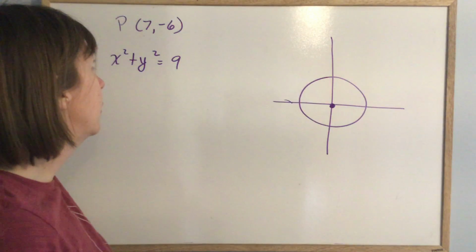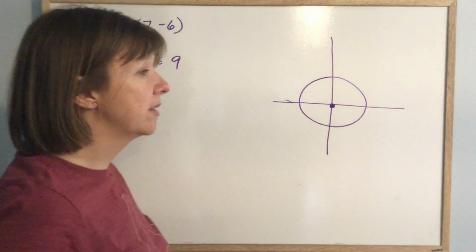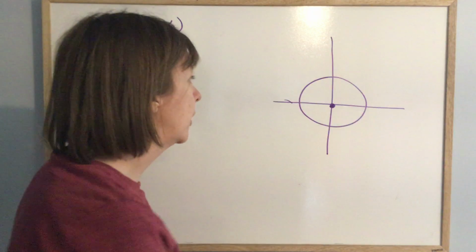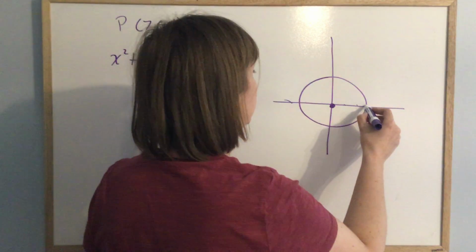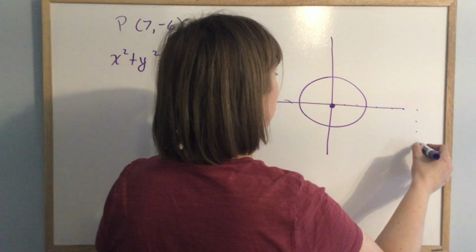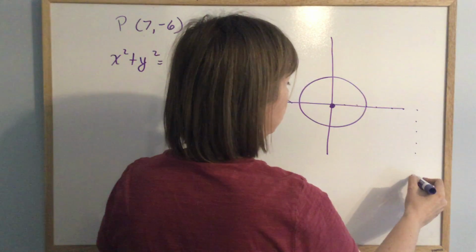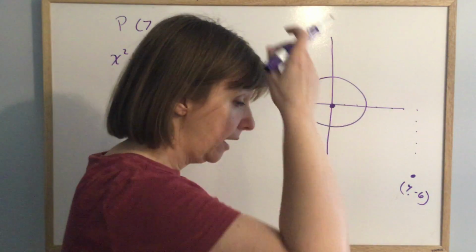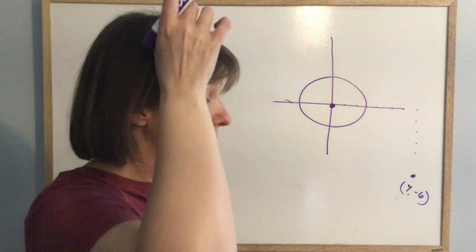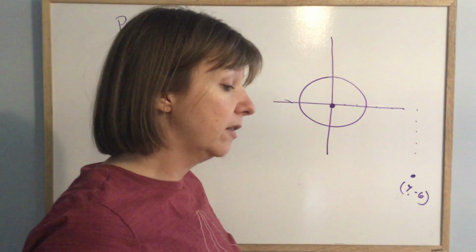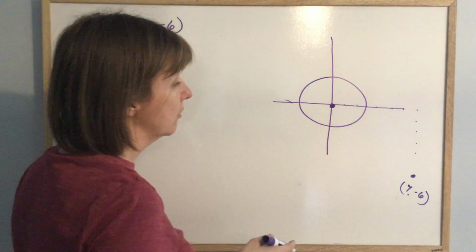Now we have a point (7, -6). That is not on the circle. That's way outside it somewhere. That's like 1, 2, 3, 4, 5, 6, 7, and 1, 2, 3, 4, 5, 6. That's like down here. And so they say find the length of a tangent from the point (7, -6) to this circle.